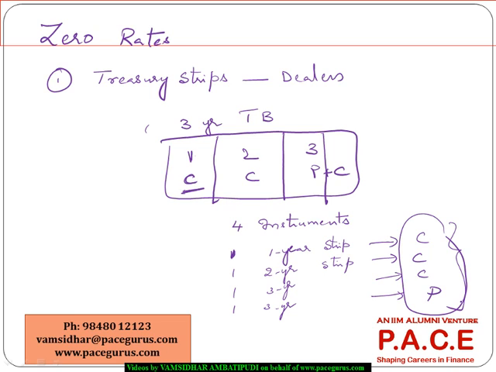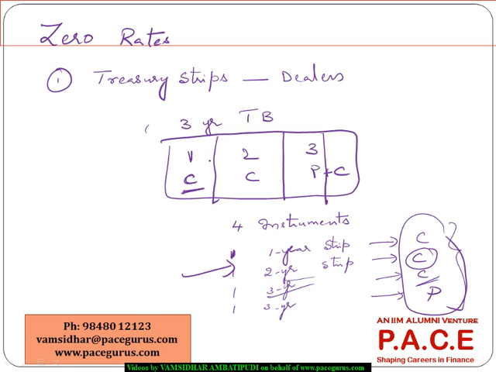Now these become zero coupon bonds because there are no intermediate payments. If I look at this one single, at the end of 2 years there is a C that is being paid. Nothing is paid intermediately. If I am looking at it, at the end of 3 years, there is a C that is getting paid. Nothing is paid intermediately.